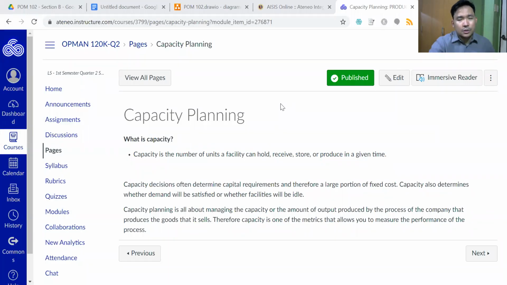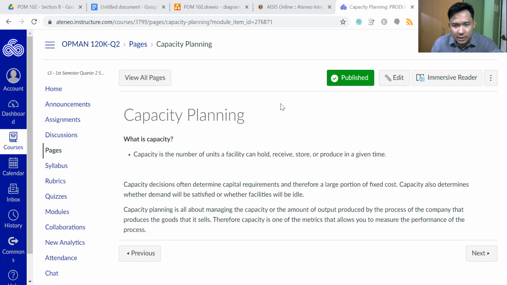Let's go to the capacity planning module. Okay, so just a few quick definitions. So capacity planning. Let's start with capacity. So what is capacity? A basic definition of this is that capacity is the number of units a facility can hold, receive, store, or produce in any given time. So in the context of a process, capacity pertains to the amount that a process can produce given a certain period of time.